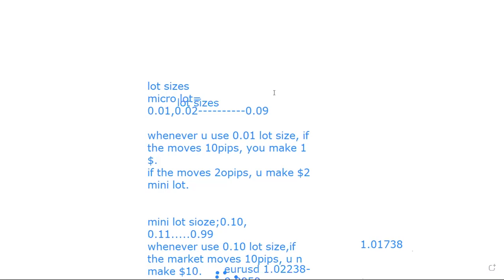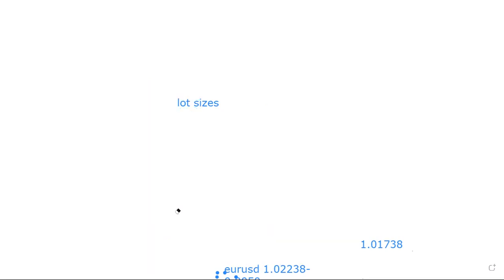When the market moves 10 pips, you make $50. Remember? So 10 gives you 50. 20 pips will give you what? Double of 50. 10 is giving us 50 now. Let me write this down. Let me write it on the screen so it will become clear. This is it.